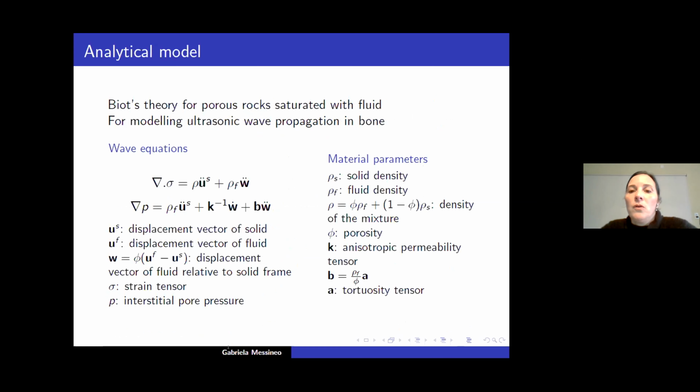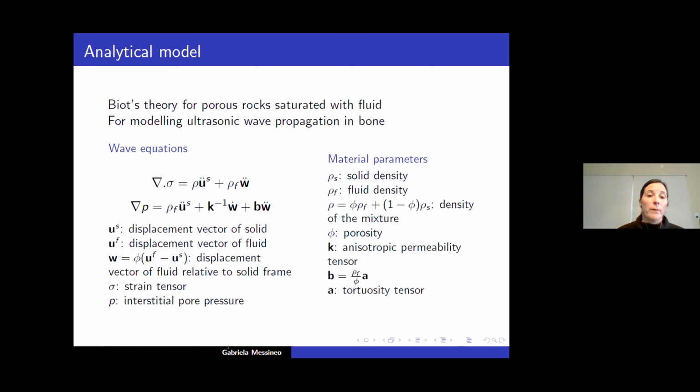The Biot theory was developed for porous rocks saturated with fluid, but it has been widely used when attempting to model ultrasonic wave propagation in bone, which is a porous material filled with fluid, the bone marrow. The wave equations shown here are based on the original Biot's work and on more recent developments in poroelasticity for anisotropic materials such as bone.